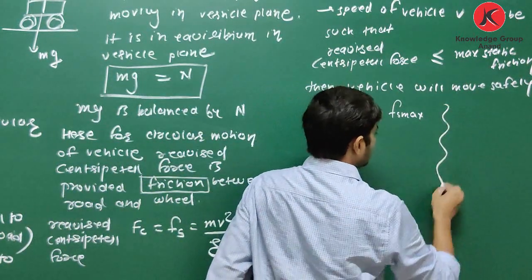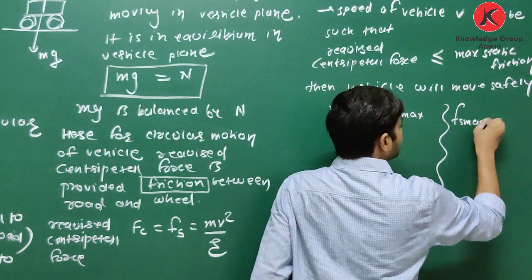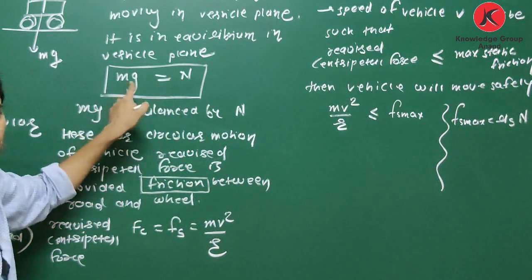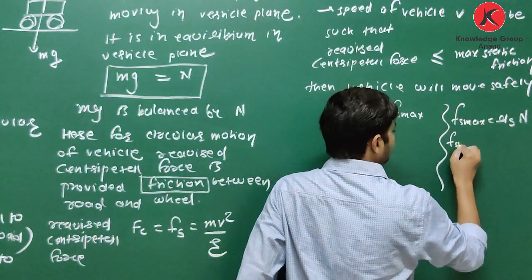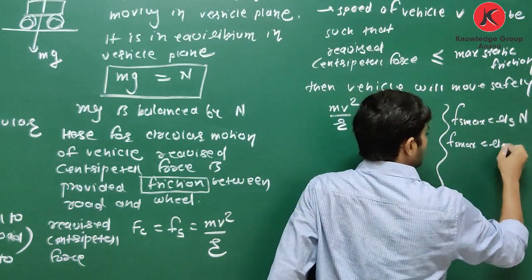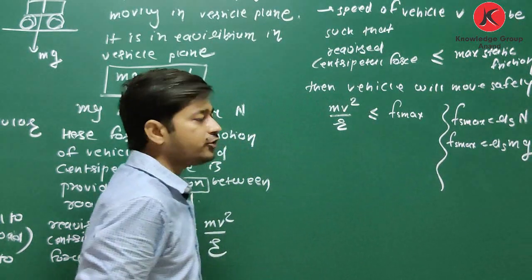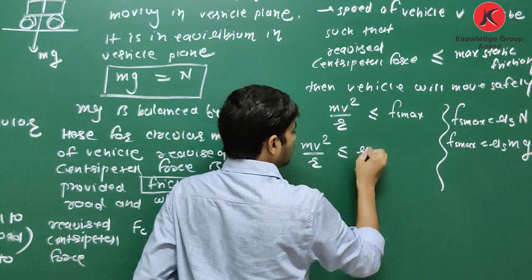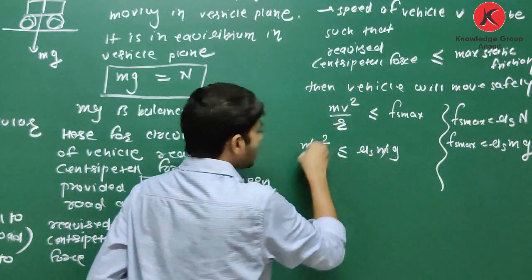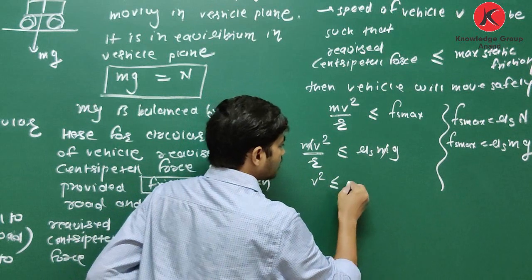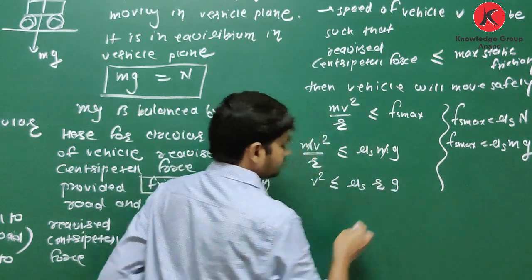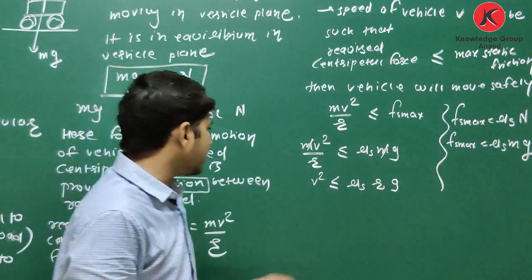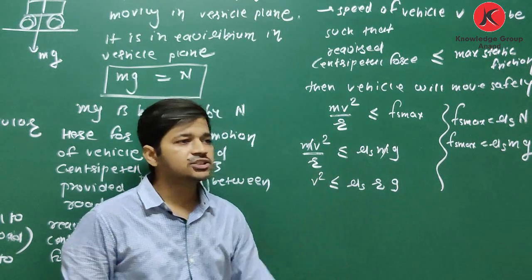Now see this side. Fs maximum, you know my equation, it is mu s into N. Yes or no? But what is N? N is equal to mg. So here I can write Fs maximum is equal to mu s mg. So here I will put its value. See, mv square upon r is less than or equal to mu s mg. m cancels. So v square is less than or equal to mu s rg. Clear about this? v square is less than or equal to mu s rg.